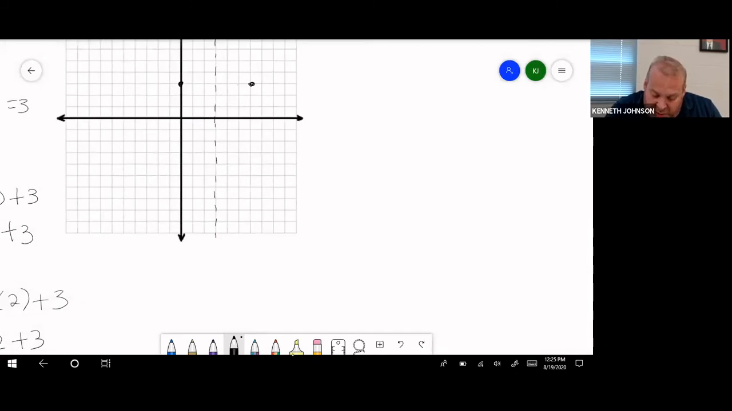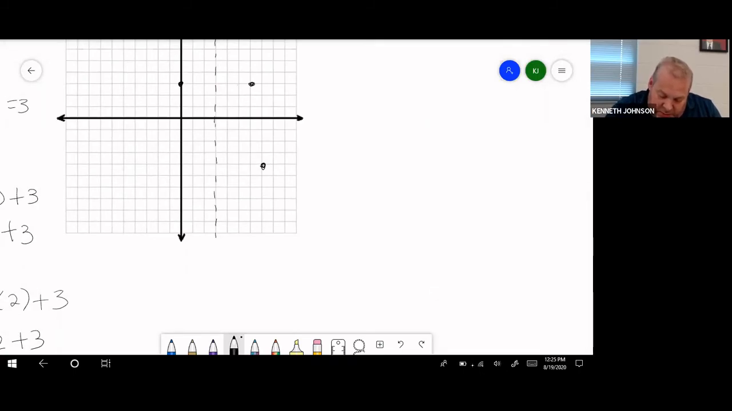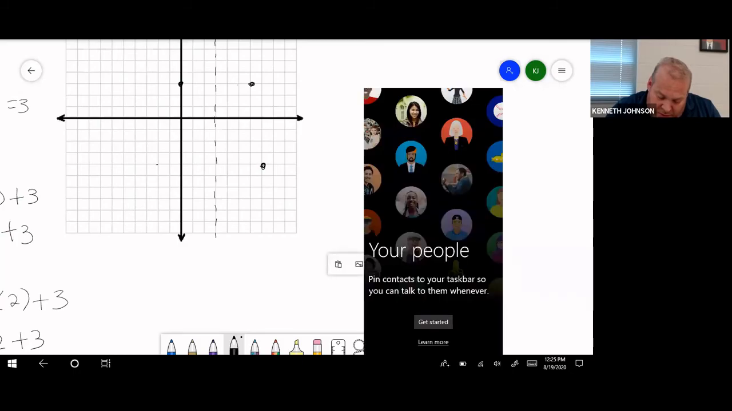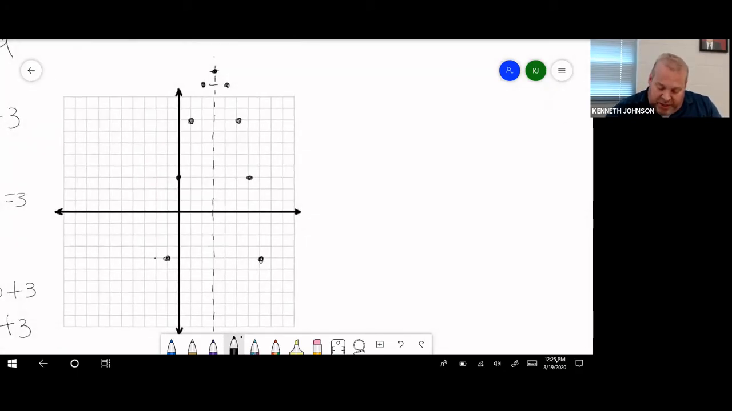So at 7, 1, 2, 3, 4. 1, 2, 3, 4 away on that side. 1, 2, 3, 4 away on that side. Let's see. 1, 2, 3, 4 right here. All right. Now, if I look at the distance between this and this, I can see that the next point's going to be off the graph. Hey, good news. I can quit.